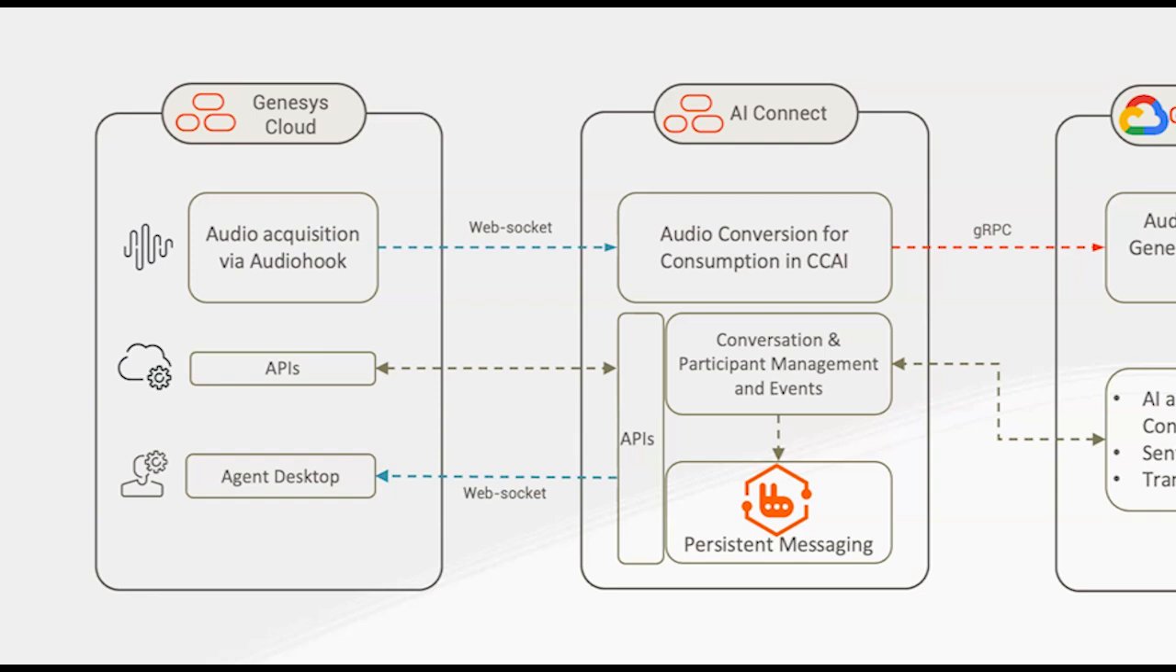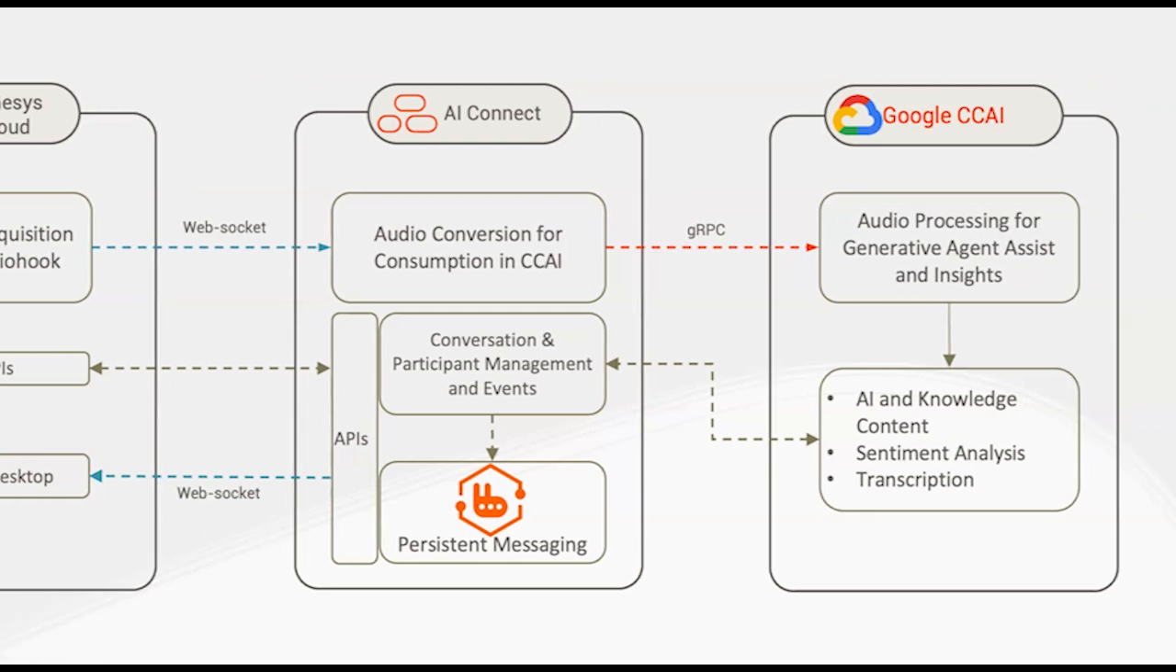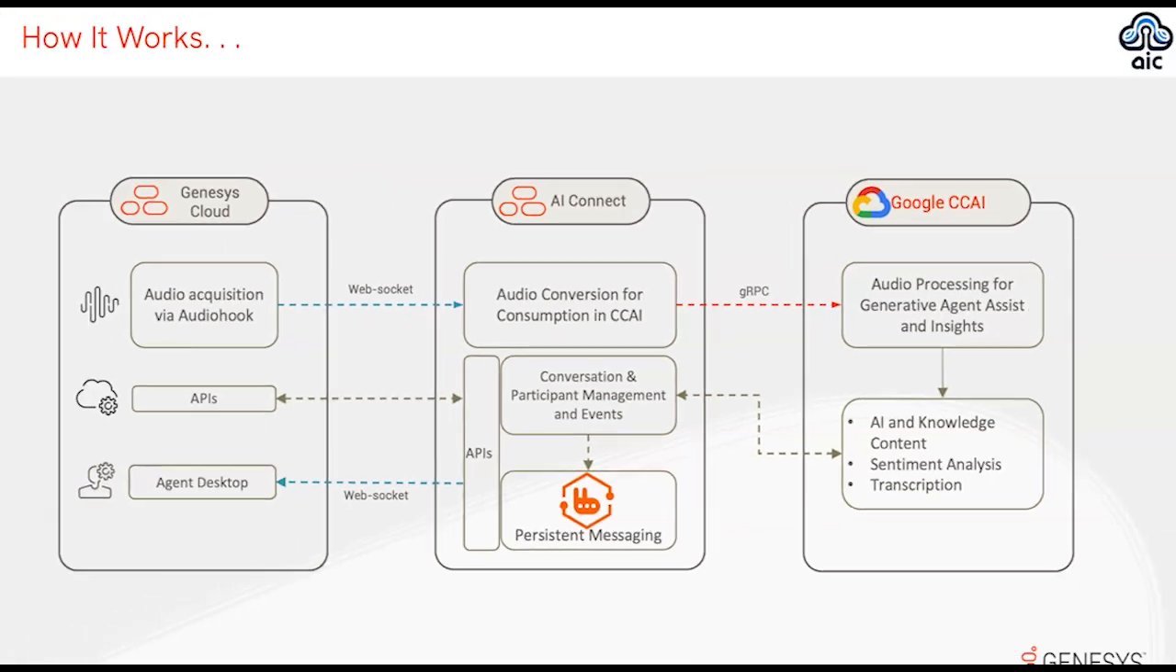Once we've configured the Genesys Cloud environment with that audio hook, we're able to consume it in AI Connect. What we have to do with it is we just translate it into gRPC. gRPC is the main protocol that Google uses for all of its CCAI operations. So really, as you go from left to right on that top line, we're just taking the real-time audio feed as a WebSocket connection, converting it into gRPC so that it can be processed in Google CCAI.